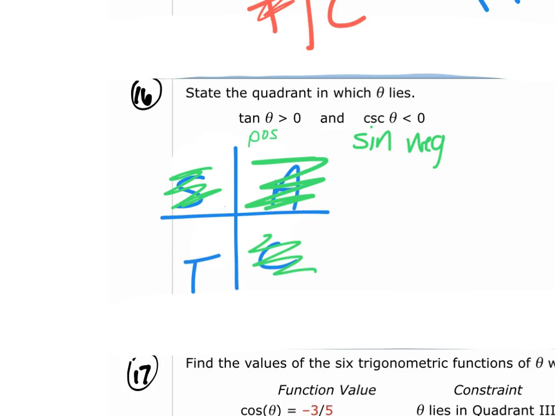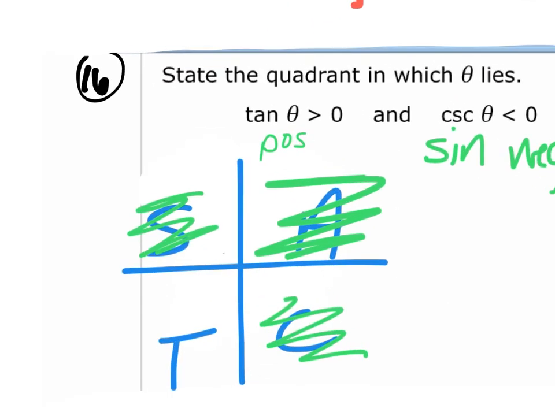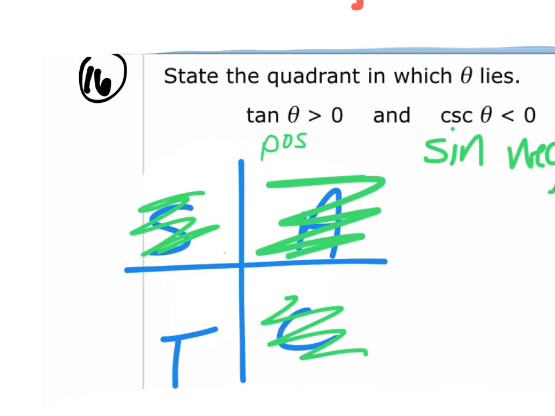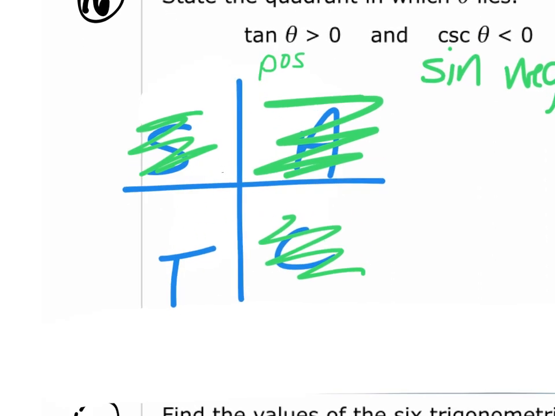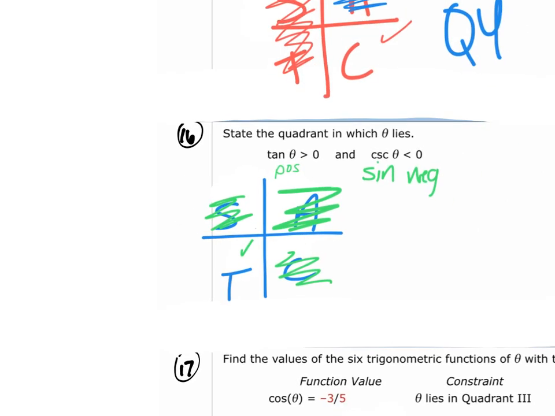Because if I want tangent to be greater than zero, positive, the only two places that tangent is positive are the first quadrant, where all of them are, and then here, tangent and cotangent. So then my second thing says sine and cosecant, sine's reciprocal, are negative. Well, in the first quadrant, everything's positive, so this answer would be quadrant 3.